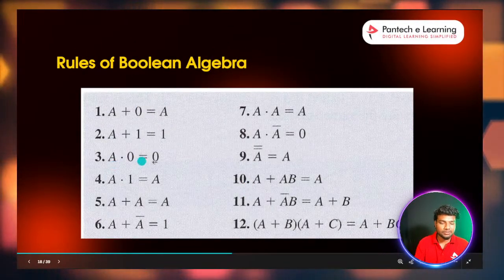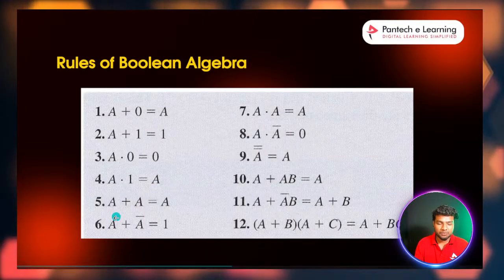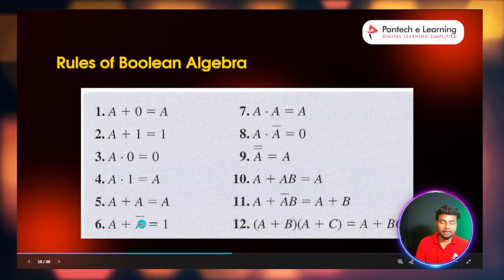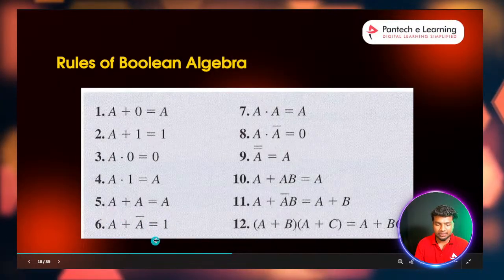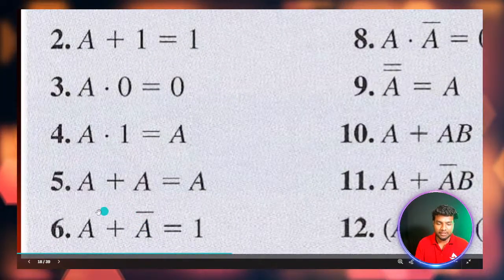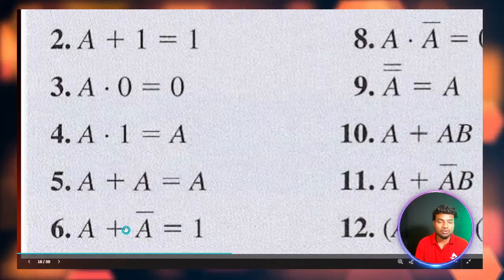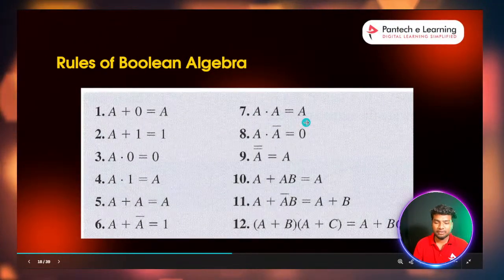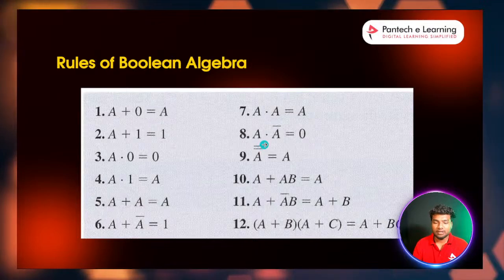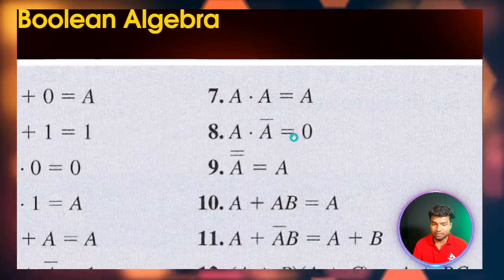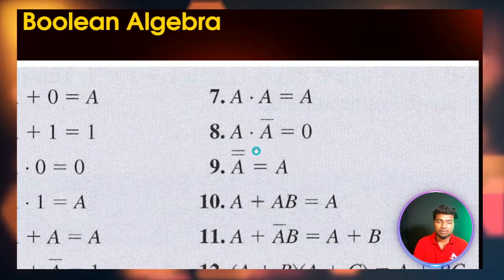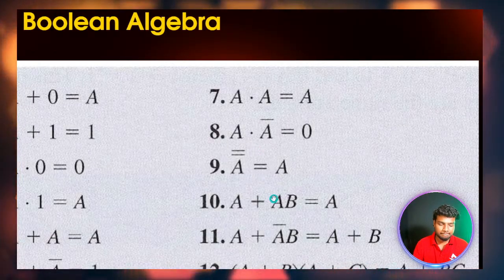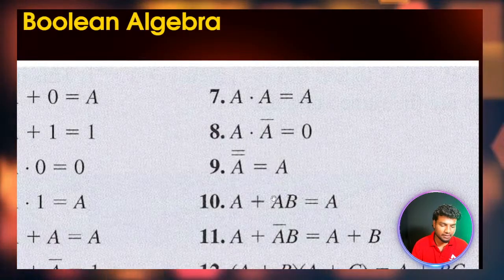So a dot 0 is 0, a dot 1 is a, a or a is a, and then a or a complement you will get 1. So this is a main rule you have to keep in mind. We mostly use this rule to simplify the expression. So a dot a we can assign as a, and then a dot a bar is 0. This is also important, and we mostly use these three literals.